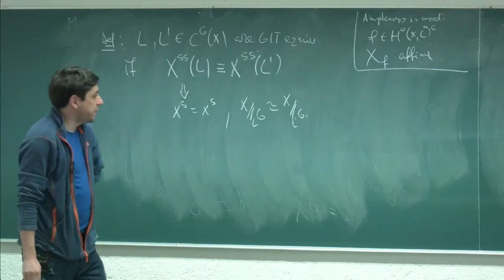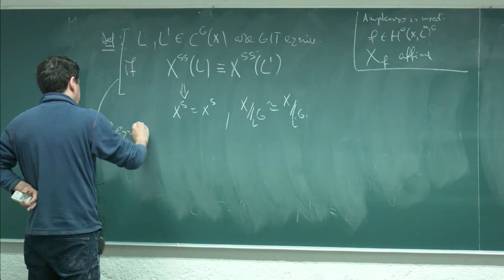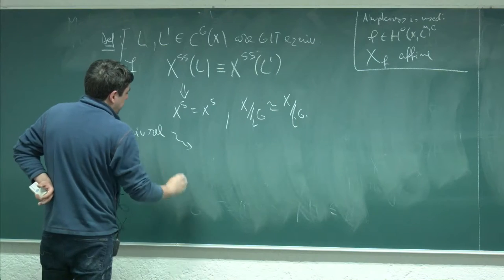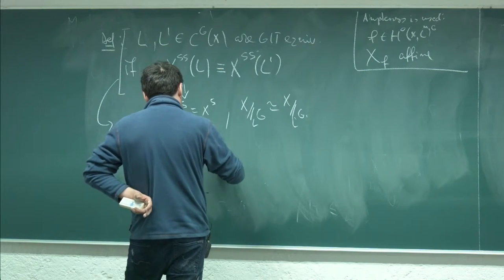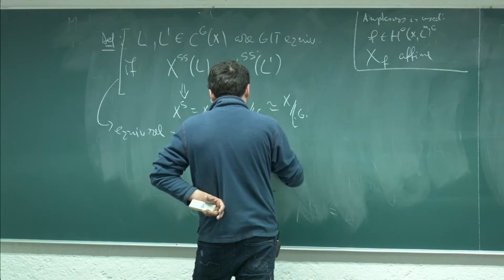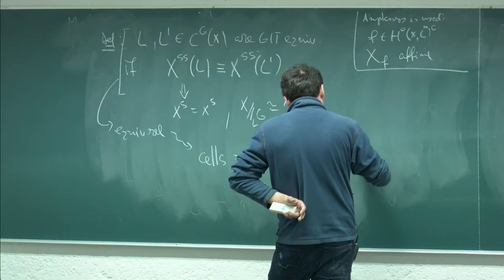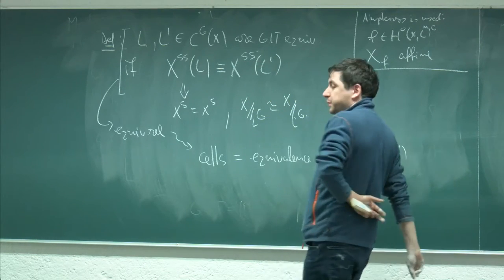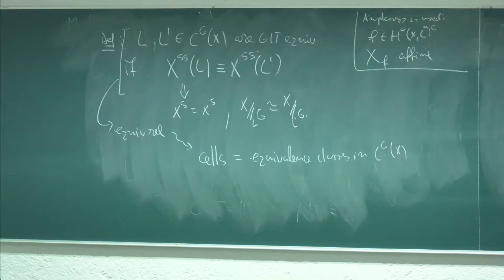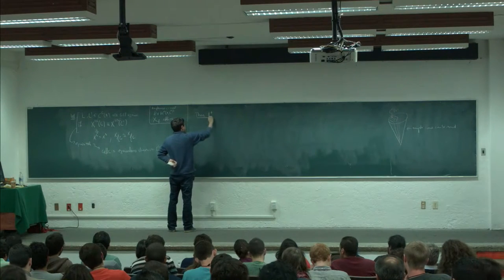So I define an equivalence relation, which defines cells, which are whatever the equivalence classes in CG of X. Now, of course, these cells and everything else can be as bad as possible, but this is the theorem 1 plus, if you want.